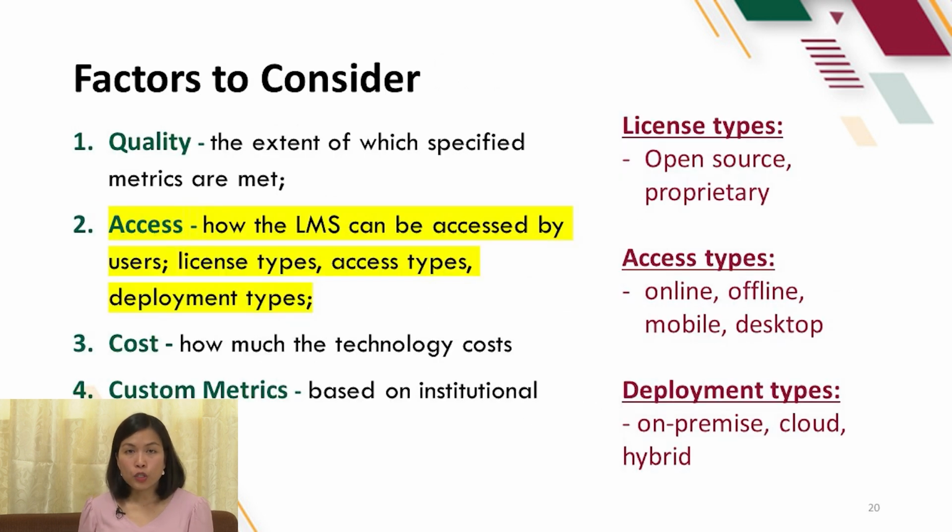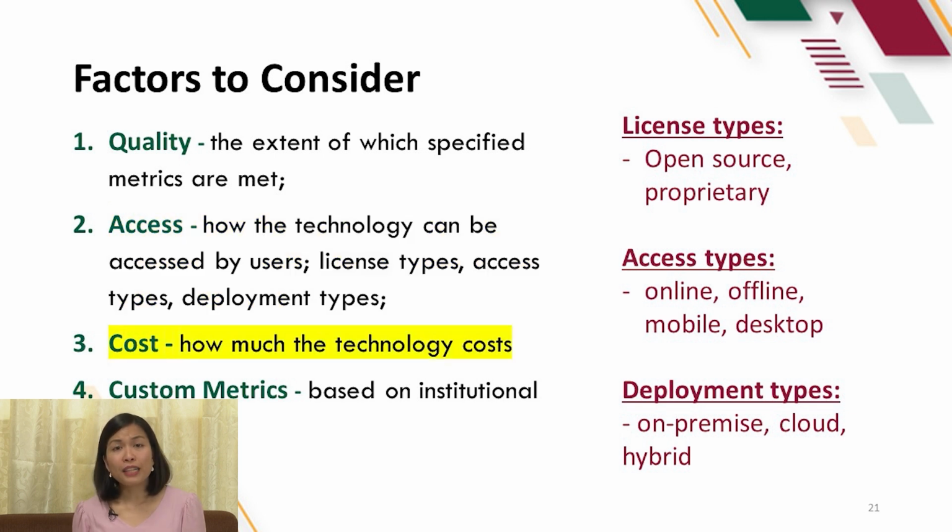Access refers to how the LMS can be accessed by users, the license types, access types, or deployment types. So, license types include, is it open source or proprietary? And access types, do you access it online, offline, on a mobile device, or on your desktop computer? Deployment types include on-premise, cloud, or hybrid. Cost is related to license and access types, and also related to sustainability.